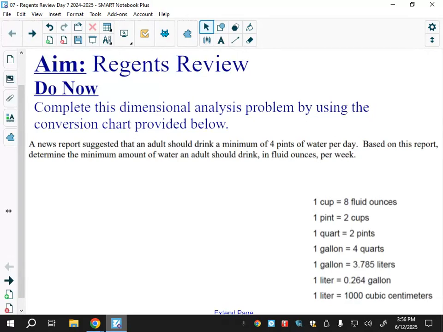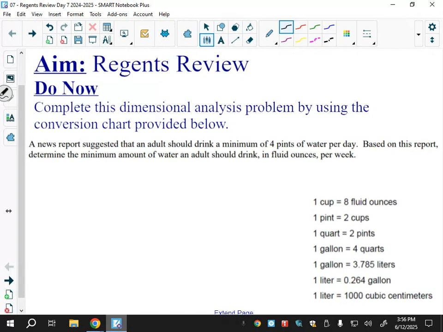Due now is a dimensional analysis problem, and we want to complete that problem using the conversion chart provided. A news report suggested that an adult should drink a minimum of 4 pints of water per day. Based on this report, determine the minimum amount of water an adult should drink in fluid ounces per week.